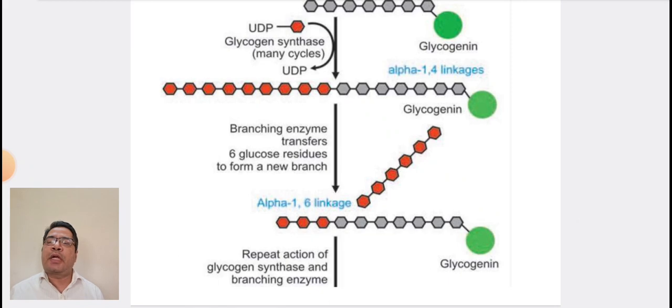Here you can see that glycogen is converted into an extended form by the enzyme glycogen synthase, with the UDP glucose converted to UDP. Then this glycogen in the extended form is acted upon by the branching enzyme, and at alpha 1,6 the glucose units bind, and this cycle is repeated.